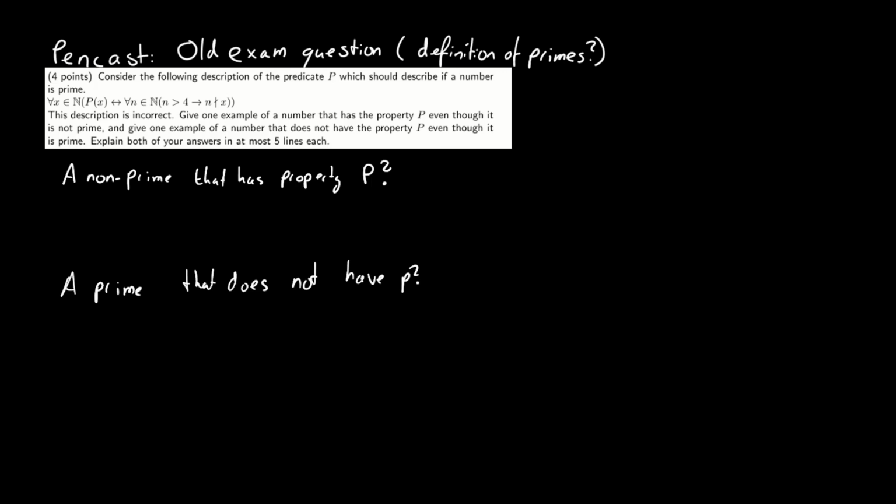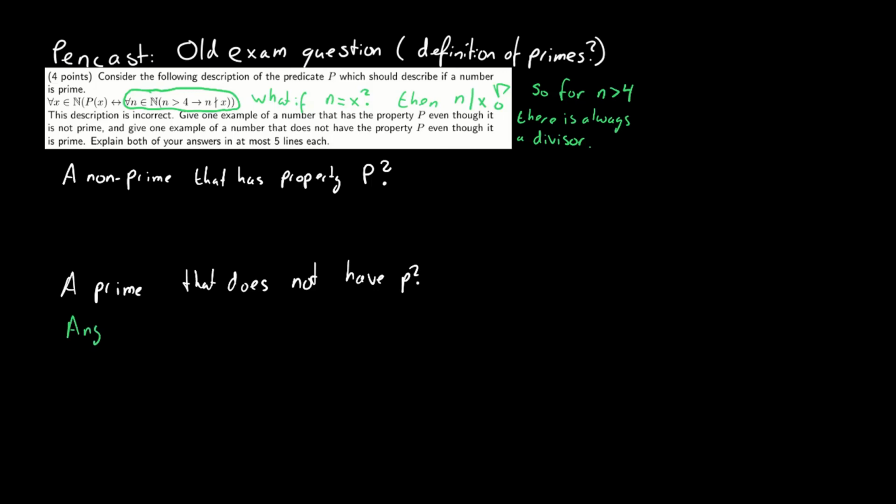So let's start with the second one, a prime that does not have the property p. Well, what happens if we take n equal to x? Then n divides x, right? Because any number divides itself. Well, perhaps with the exception of 0. So, for any number larger than 4, there is going to be a counterexample to this for all statement. For the number n equals x, it is not going to hold. So there is always a divisor for n larger than 4.